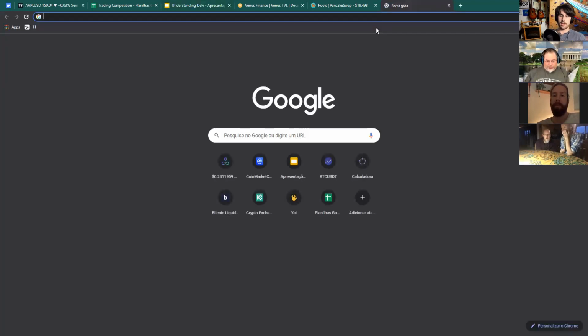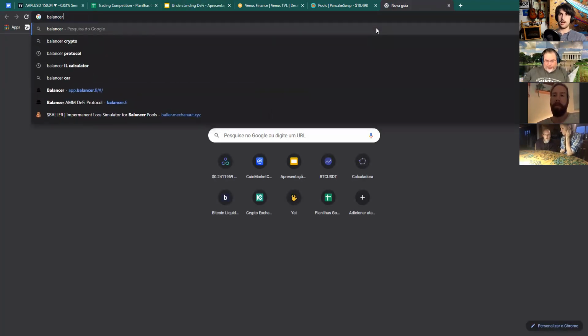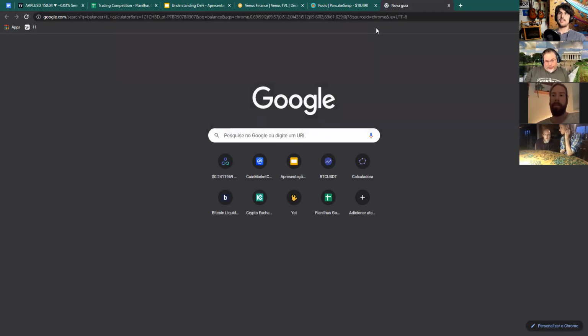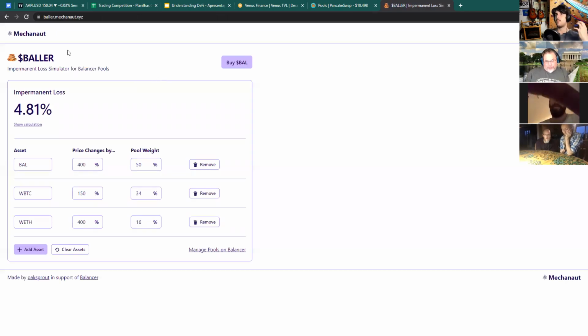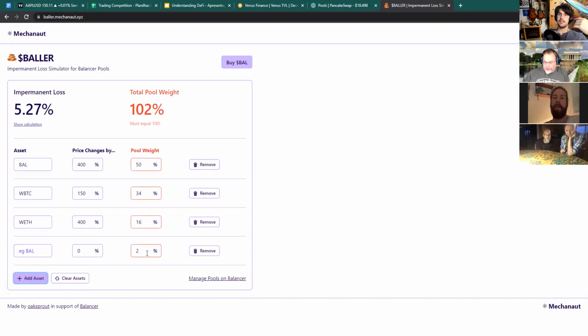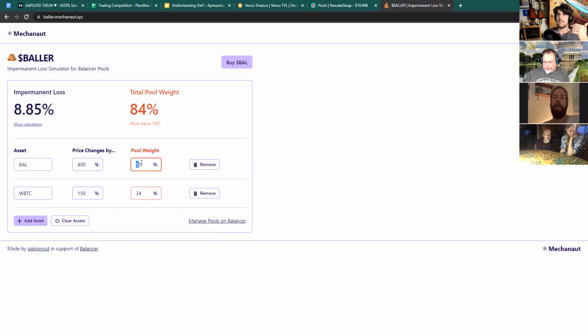However, there are calculators for impermanent loss. So there's this one, which is the most complete one that I know, which is called Baller. You can just search for Baller, and it even supports the impermanent loss calculation for those more complicated liquidity pools that I mentioned earlier. So you can have multiple assets, like 4 assets at one time. You can have different weights. You can have a liquidity pool that is 80-20 or something like that, and it calculates the impermanent loss for you.